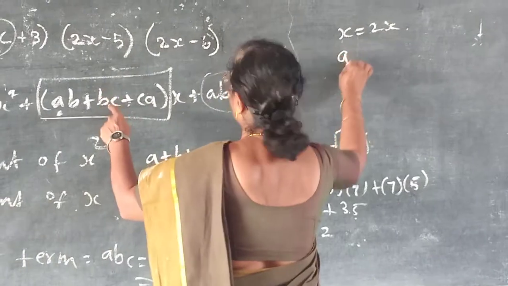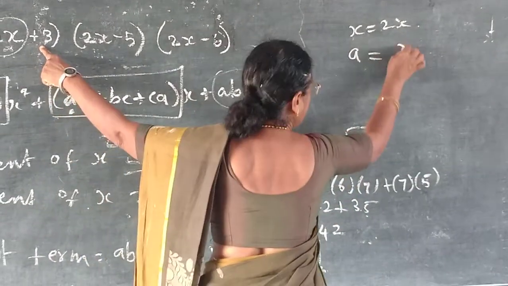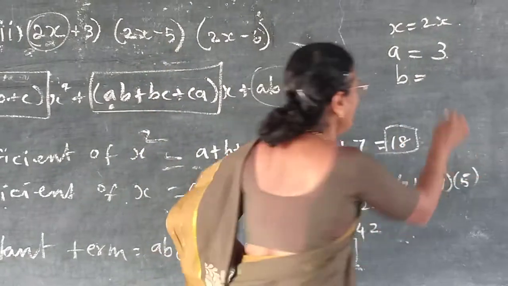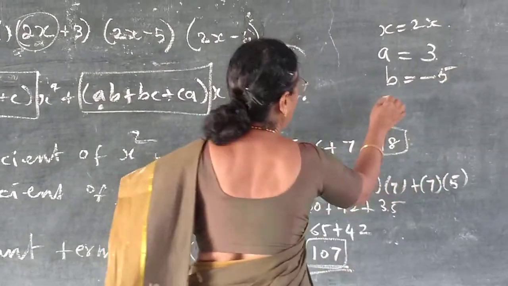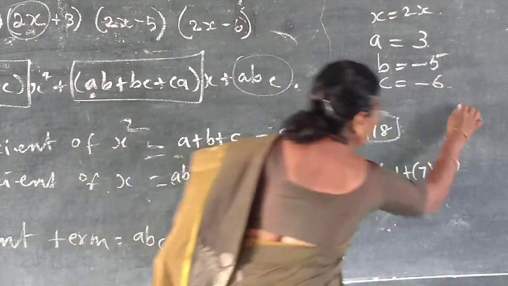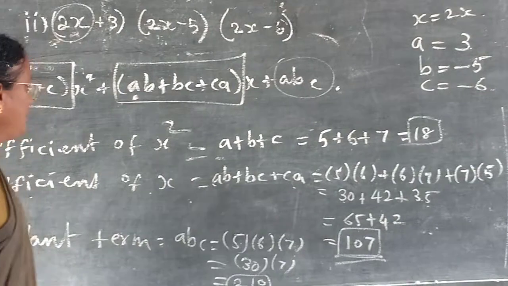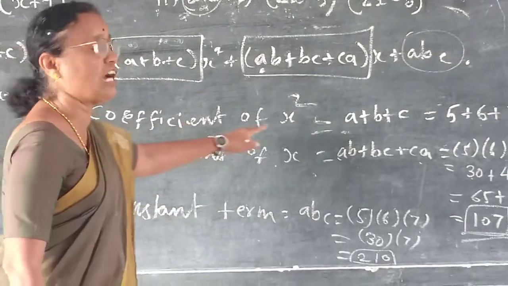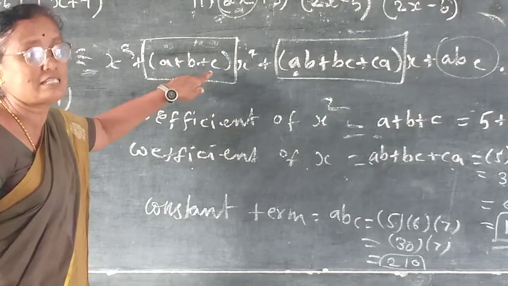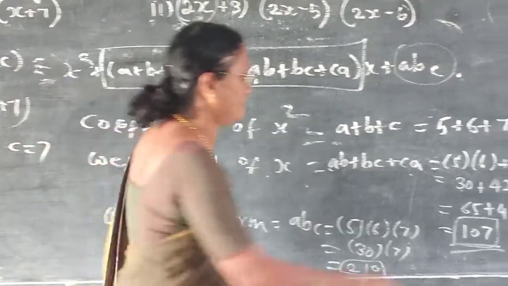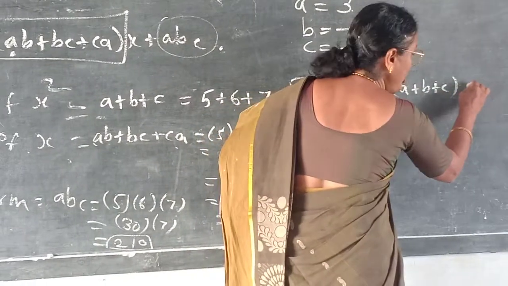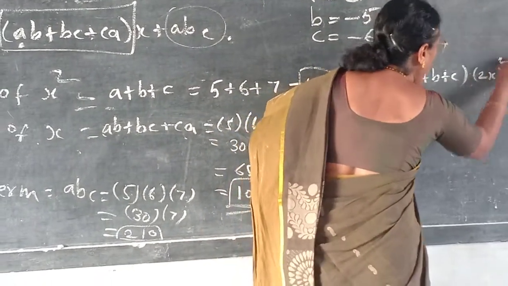In the place of a, what do you have? Plus 3. In the place of b? Minus 5. Very good. In the place of c? Minus 6. Do you follow? So, coefficient of x squared. x squared is what? a plus b plus c into x squared. Here, (a + b + c) into (2x) the whole square.